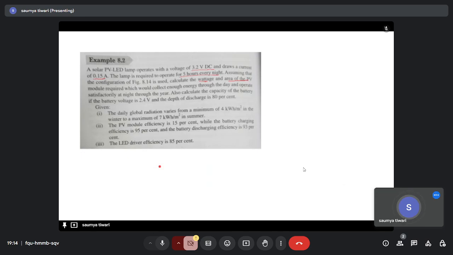What else is given? The daily global radiation varies from a minimum of 4 kilowatt hour per meter square to 7 kilowatt hour per meter square depending on winter and summer, right? And the PV module efficiency is given. The battery charging efficiency and discharging efficiency are given along with the LED driver efficiency. So I'll just wait for a few minutes and then we'll solve this question.